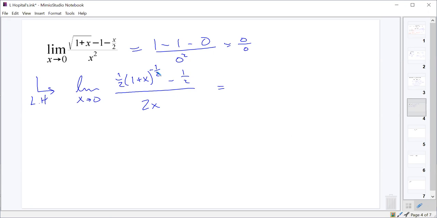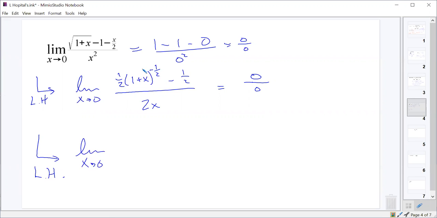What's 1 to the negative 1/2? Now 1 to any power is 1, right? So we've got 1/2 minus 1/2, 0 over 0. So what should we do? Use L'Hopital's again.